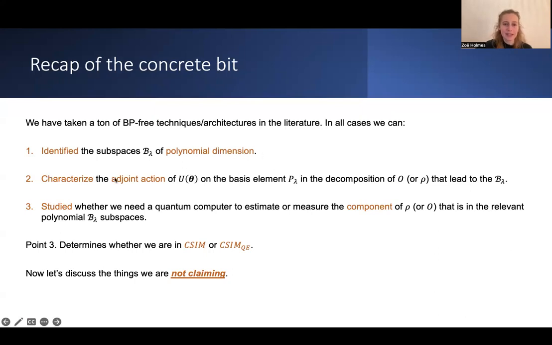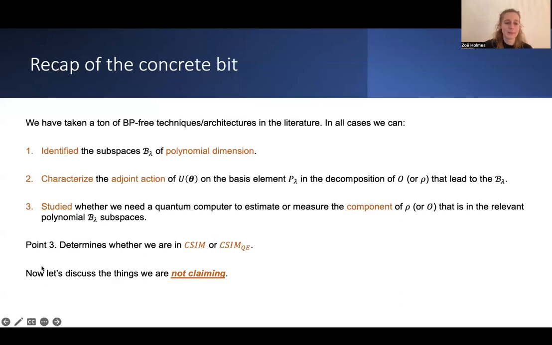Then we characterize the joint action of U of theta on the basis elements of all the terms in our observable that lead to the polynomial subspace, and we've identified what O's and rhos we need in order to ensure that we're in that subspace and things don't exponentially concentrate. And then finally, we have studied whether we need a quantum computer to estimate or measure the component of rho or O that's in the relevant subspace, and we've argued that this determines whether or not we are in CSIM or CQE.